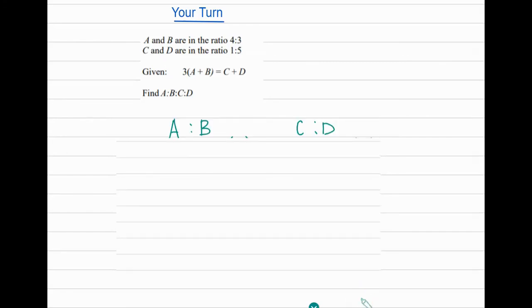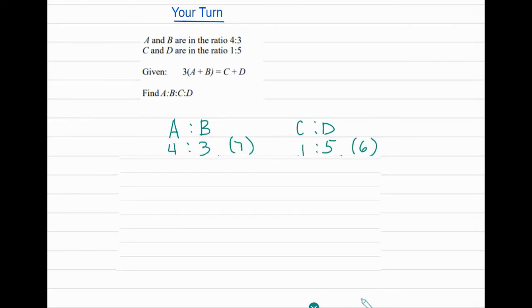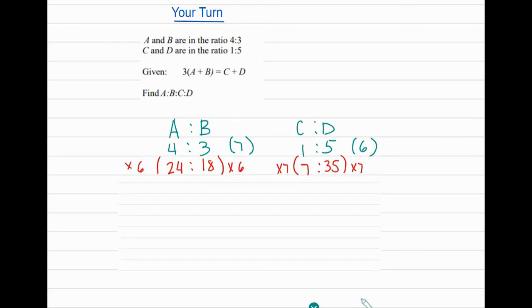Now first we're going to start by writing the heading. So we have A to B and C to D. A to B is 4 to 3, which if we add together, we'll have 7 parts. And C to D is 1 to 5, which will give us a total of 6 parts. Now to make them the same, we're going to multiply the first group by 6 and the second by 7. So 4 times 6 is 24 and 3 times 6 is 18. For C, you have 1 times 7 is 7 and 5 times 7 is 35.